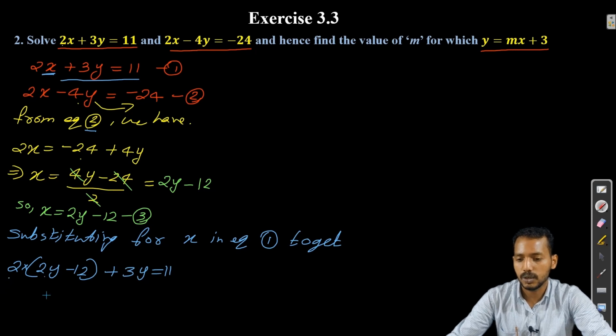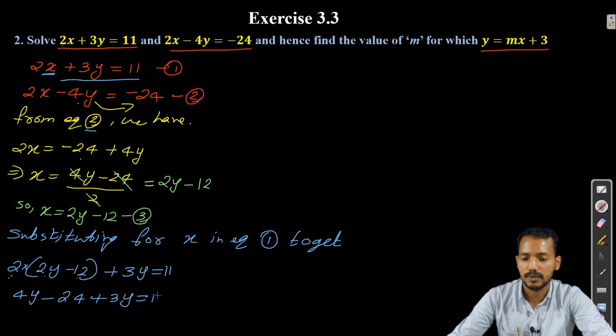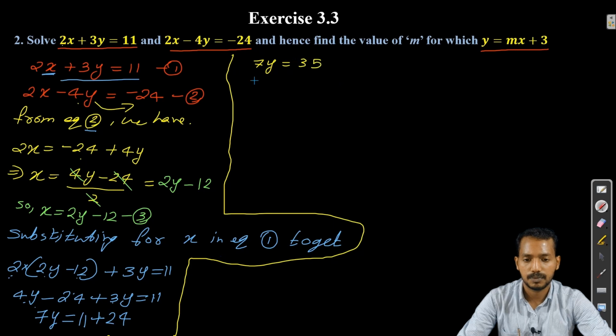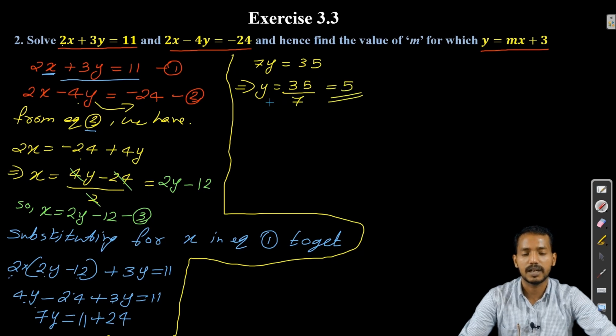Clear? So 2 into 2y is equal to 4y, minus 2 into minus 12 is equal to minus 24, plus 3y is equal to 11. 4y plus 3y is equal to 7y. Am I right? Which is equal to 11. This minus 24 taken to the right side will be plus 24. Then 7y is equal to 11 plus 24 is equal to 35. That implies y is equal to 35 divided by 7. 35 divided by 7 is equal to 5. So the value of y we got.